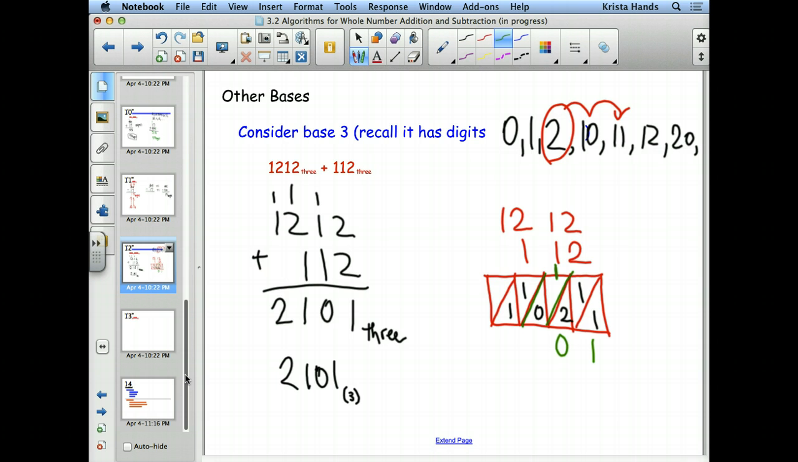Then I have 1 plus 0, which is 1, and 1 plus 1, which is 2. So my solution didn't match. Oh, that's good. 2, 1, 0, 1, base 3.